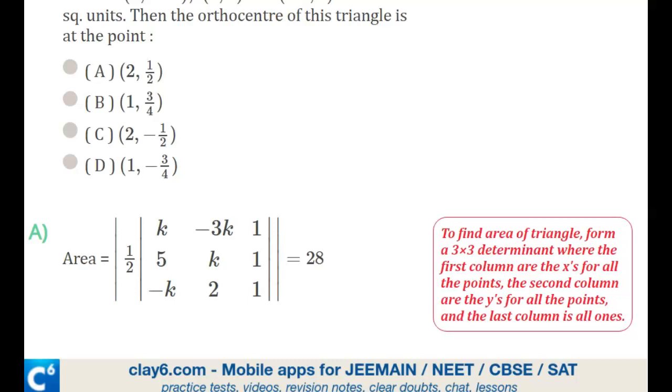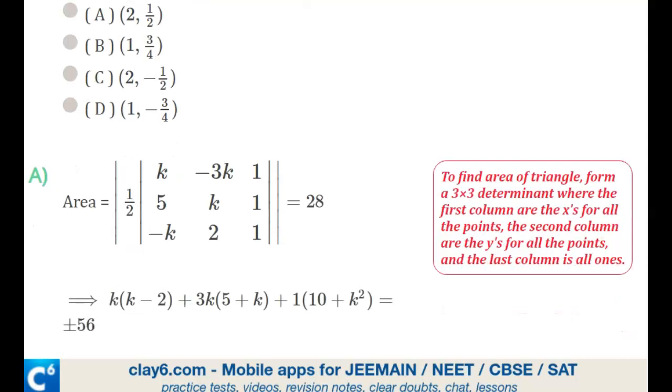To find the area of a triangle, the trick is to form a 3 by 3 determinant where in the first column you put all the x coordinates of the three vertices, in the second column you put the y coordinates, and in the last column you put all ones. After you find the determinant, you take half of that, and the modulus of that will be the area. If you know this trick, you can very quickly solve for it.